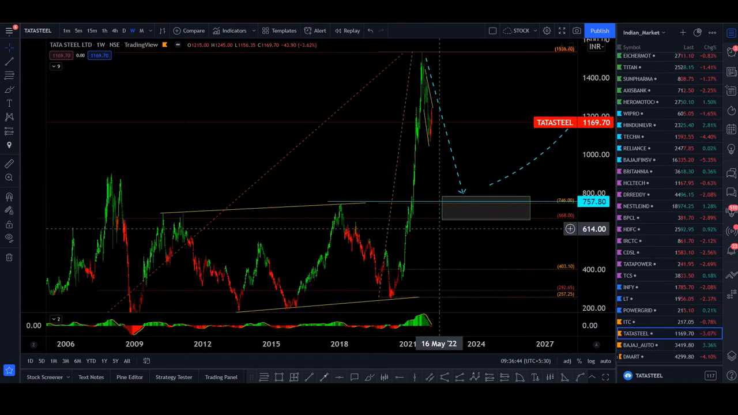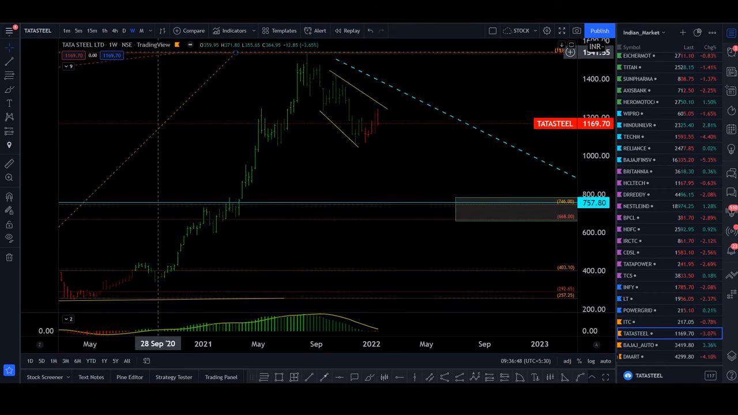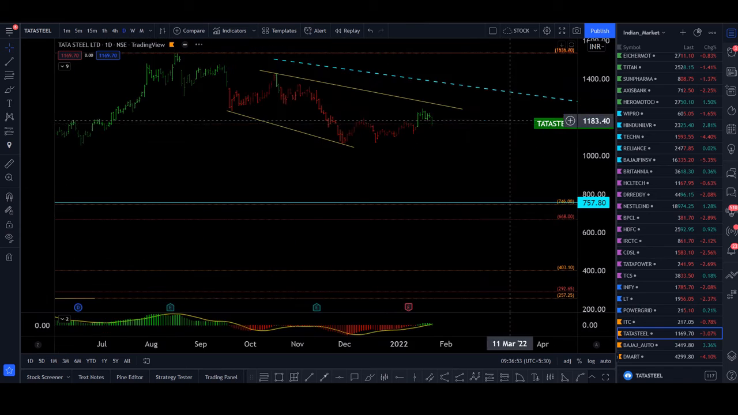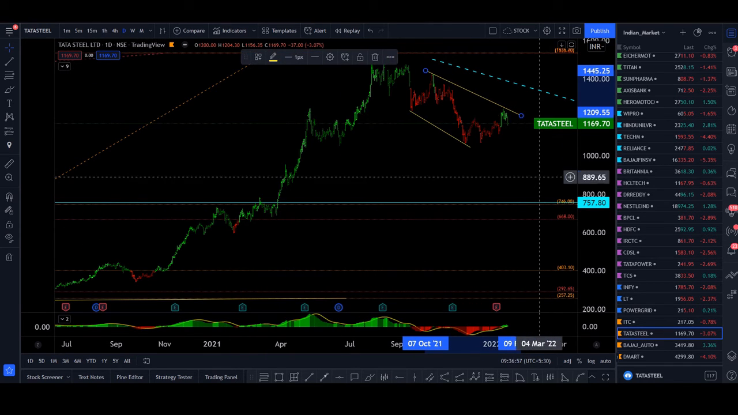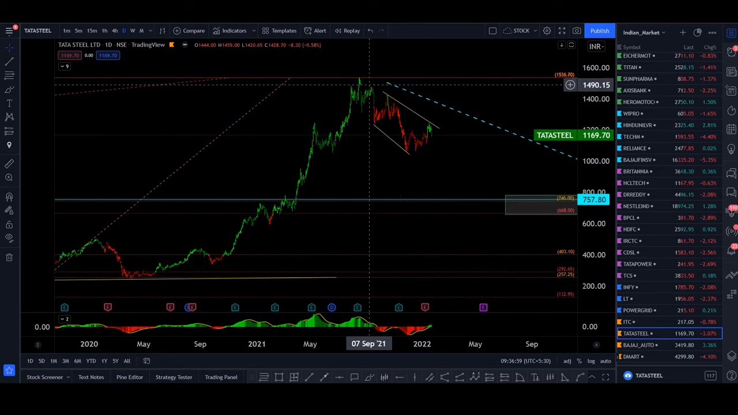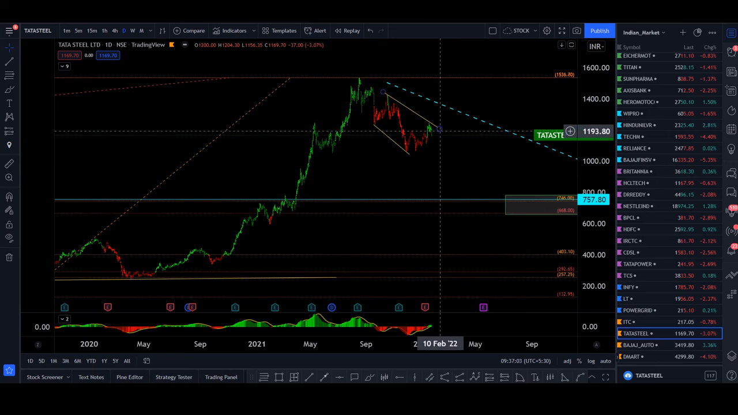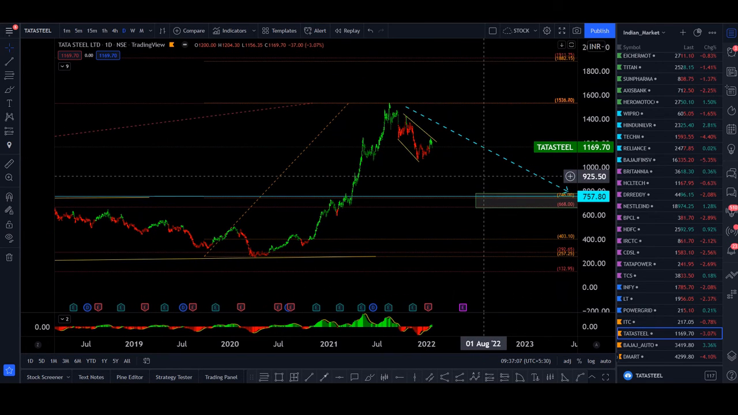So coming to Tata Steel, again this is on a weekly time frame, it is still in a downtrend move, and so we have to see how much it is going to come down. It has completed the impulse followed by correction, and next it might even start another impulse down. So let's wait and watch what is happening here.